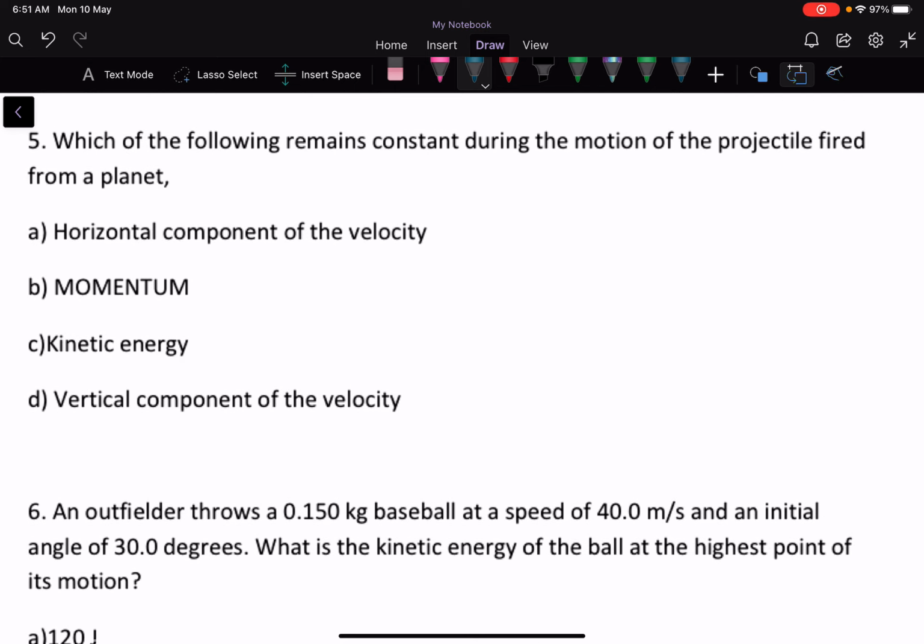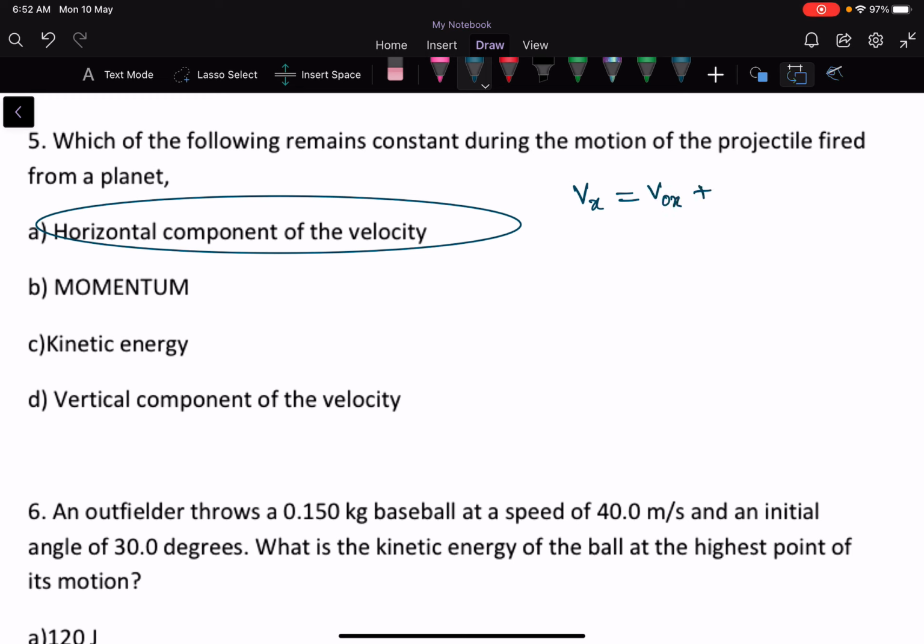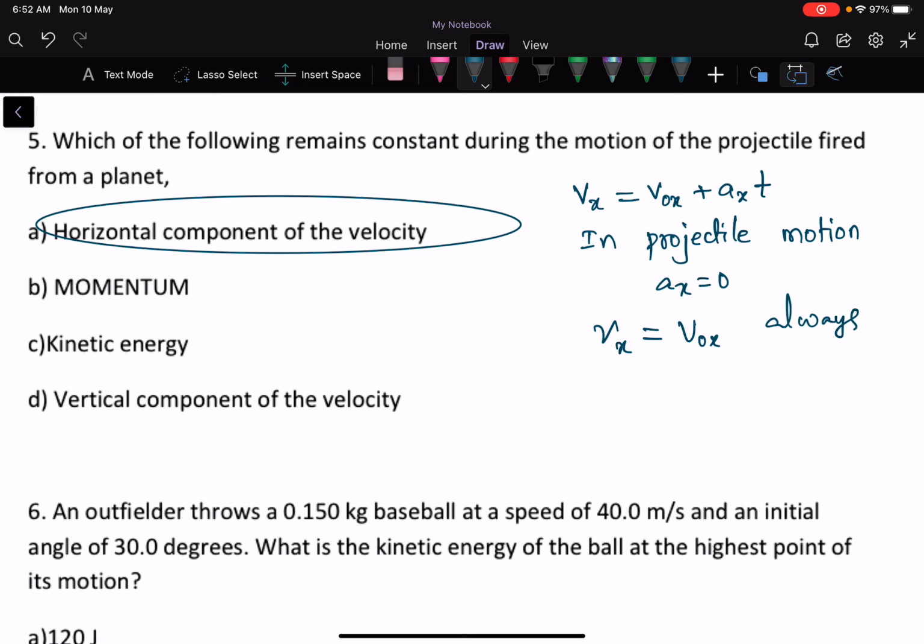Right. Which of the following remains constant during the motion of a projectile fired from a planet? The horizontal component of velocity is constant. We know this because the horizontal component of velocity is Vx equal to V0x plus Ax into t. But in projectile motion, there is no acceleration along the x-axis, that is, Ax is equal to 0. Therefore Vx is equal to V0x always. So the horizontal component of velocity is constant always.